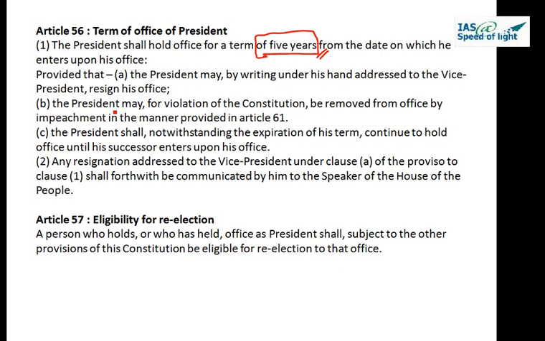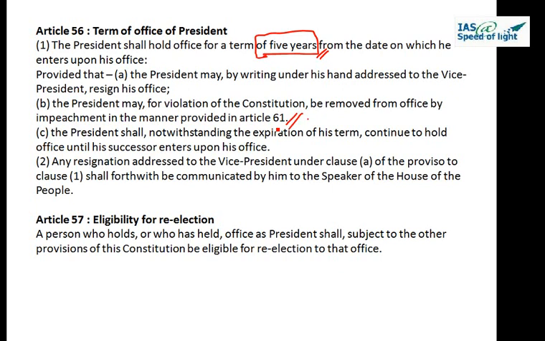Subpart B says the president may, for violation of the constitution, be removed from office by impeachment in the manner provided in article number 61. So the president can also be removed from his position by parliament through the procedure known as the impeachment of president, which is in article 61, and which we are going to discuss shortly, that is, what is the procedure of impeachment of president.